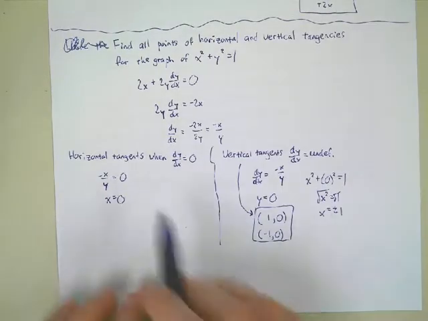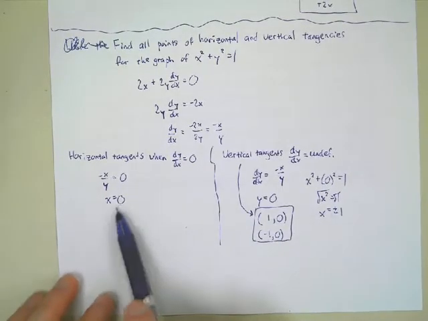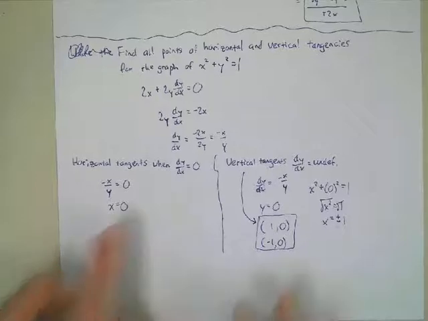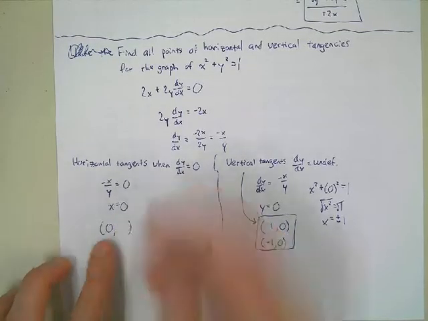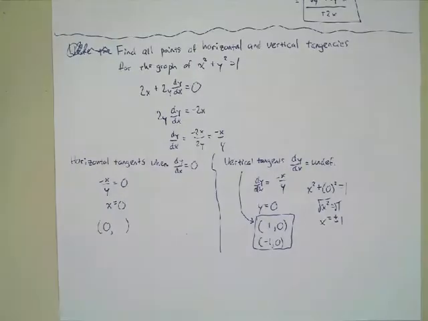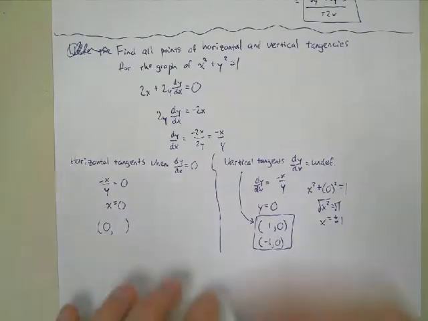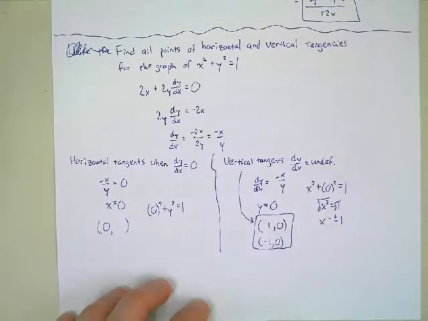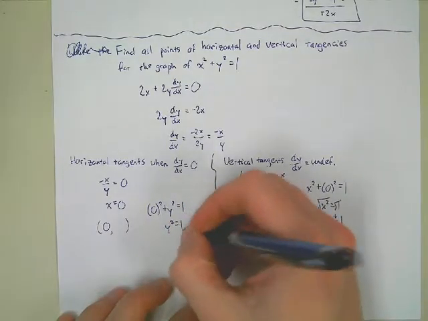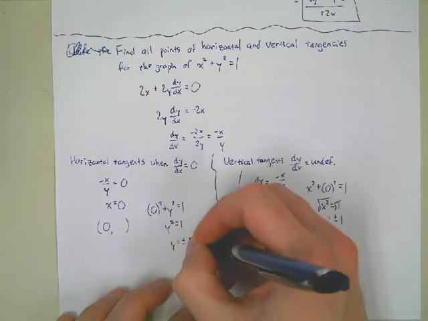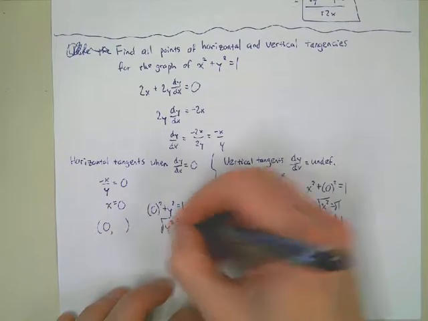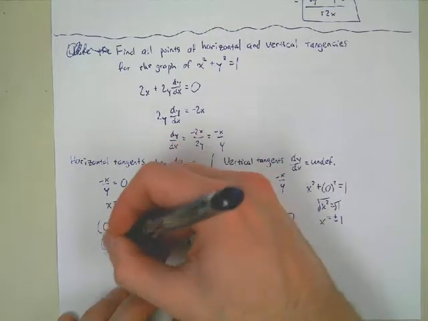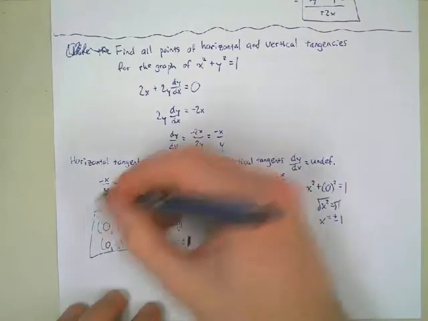Now, this is an x coordinate. Where should I plug this to get the matching y coordinate? I know that 0 is an x coordinate. Where should I put that 0 to get the matching y coordinate? Back in the original as well. Exactly right. So it's going to be 0 squared plus y squared equals 1. So y squared equals 1, and so y equals plus or minus 1. Beautiful. All right, so 0, 1, and 0, negative 1. Those are your horizontal tangents.